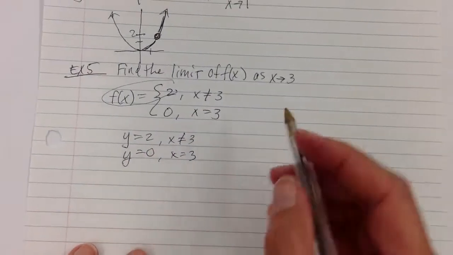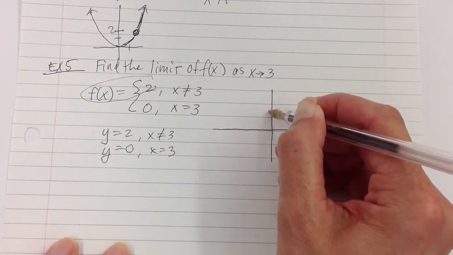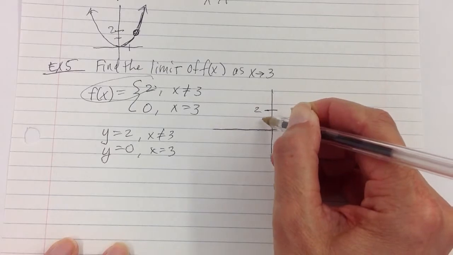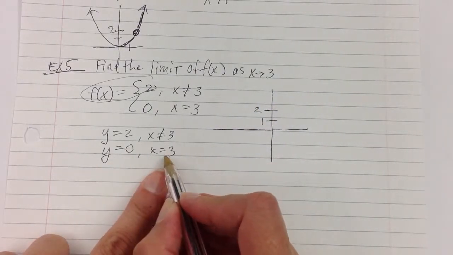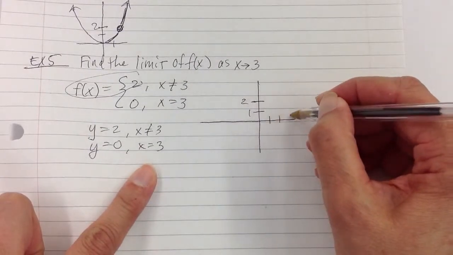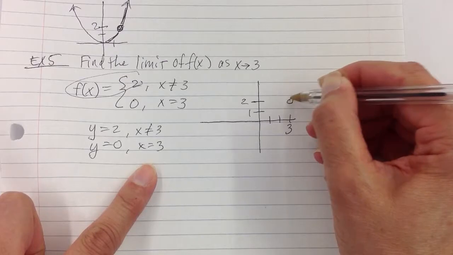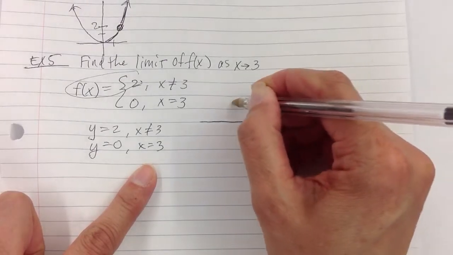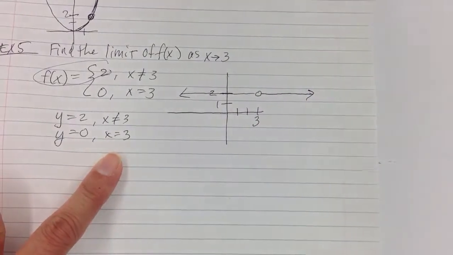Well, y equals 2, that's just a straight line, right? Let's say 2 is right here and 1 is right here. And the only time it's not equal to 2 is when x is 3. So I'm going to go 1, 2, 3, and I'm going to put a hole at (3, 2), and the rest of the time it is equal to 2. And it is equal to 2 like that. Okay.